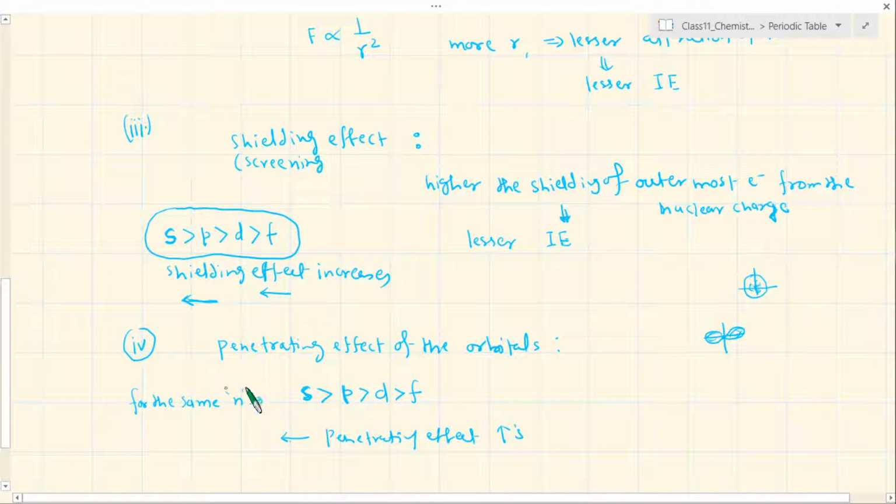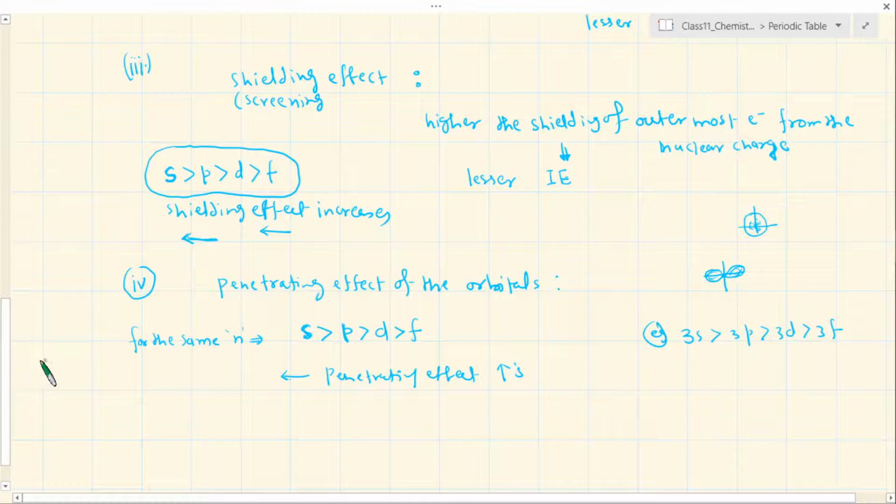Okay, for the same principal quantum number, we are only talking about, let's say, 3. I am writing here: 3s's penetrating effect is higher than 3p orbitals, then 3d's, then 3f's. I'm not comparing 3s with 2p and this and that. No, comparison is not allowed, because then you're talking about completely different spaces, right? So you have to talk about this for the same principal quantum number. Here also, the screening effect must be considered for the same principal quantum number when you're talking about it.